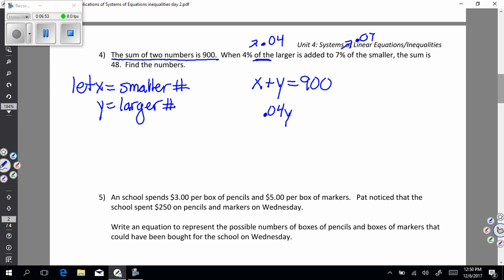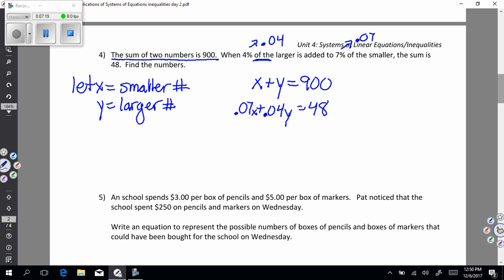And I'm already anticipating that it's going to be elimination, so I'm lining up my y's. 4% of the larger is added to 7% of the smaller. And since this is addition, I don't really have to worry about the order that I am writing this, because addition is commutative, and I just want my x's and y's lined up to maybe do elimination. And the sum of that is 48.